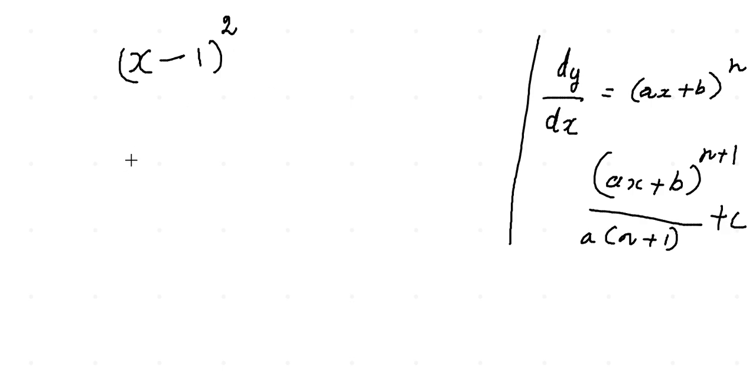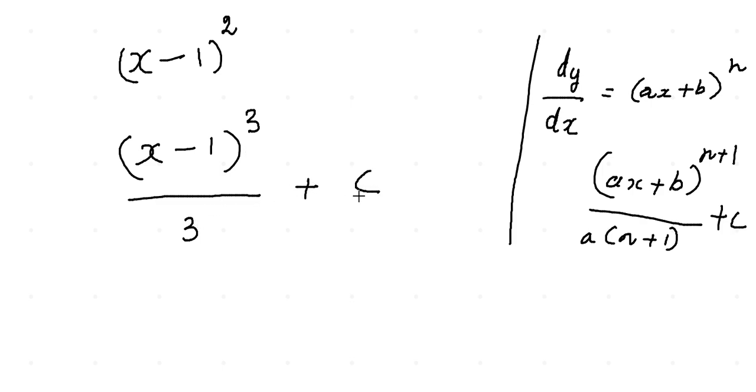So then we apply that formula. We say that is equal to ax plus b, in this case x minus 1, the whole n plus 1 is the whole cube, divided by a, which is 1, of course we don't mention 1, and then n plus 1 is 3. So it's x minus 1 the whole power 3 or cube by 3, and then don't forget the constant, plus c. So that's how you do that problem, right?